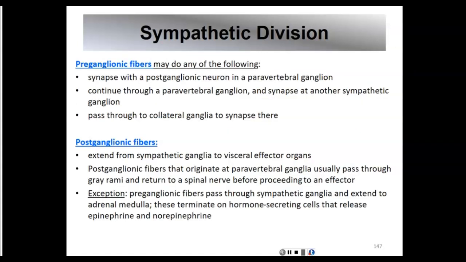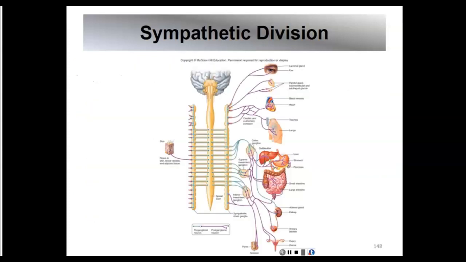You do not need to know this either. I apologize that it's in here, but you can read through it, but I will not test you on preganglionic and postganglionic fibers. I like this picture though. This gives us a good visual of the sympathetic nervous system. That is going to be all middle of the back, rib cage, thoracic area.